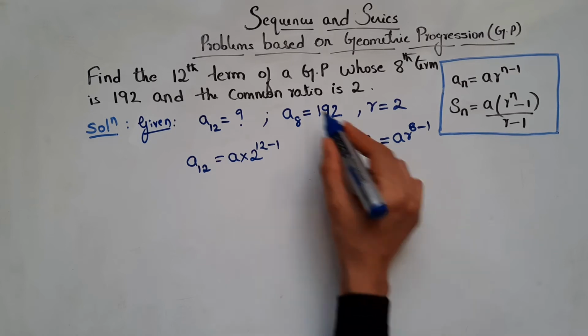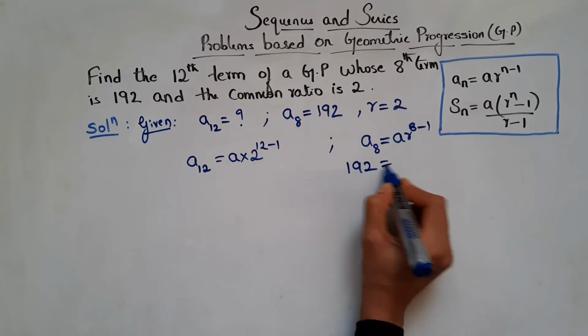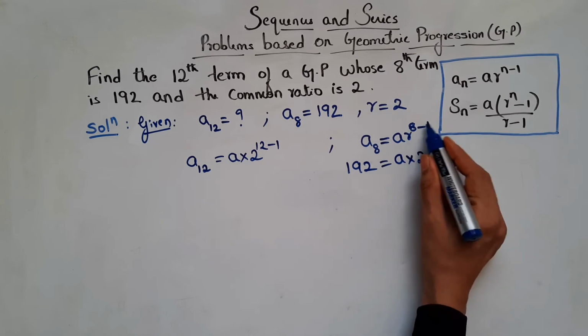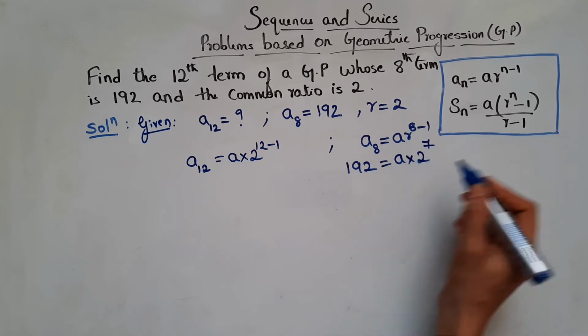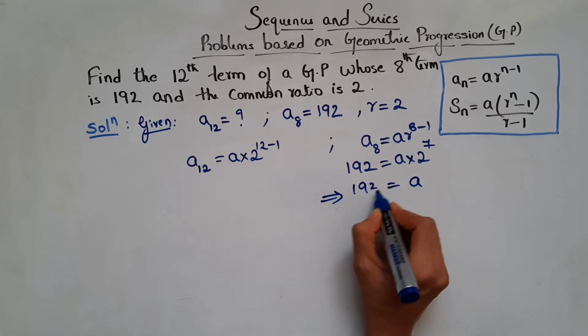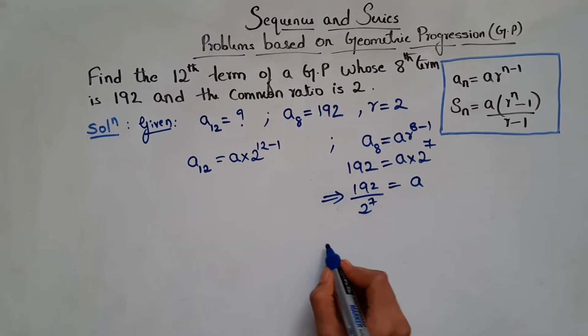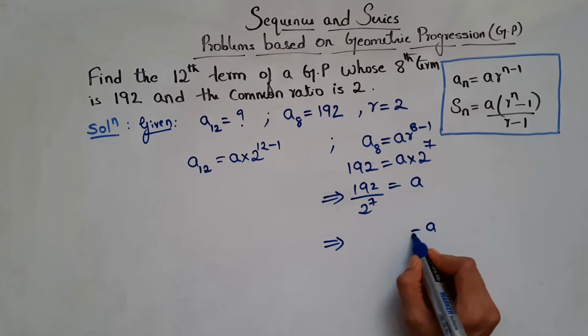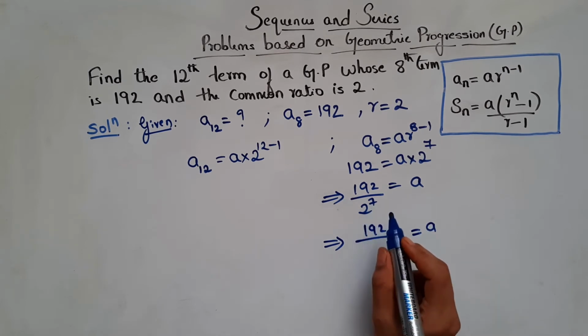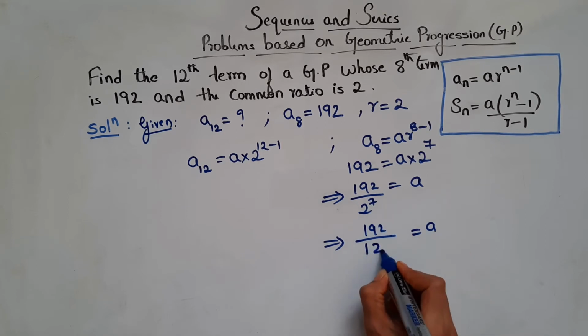So a8 is 192, which is equal to a into 2^(8-1), which is 2^7. So this implies a is equal to 192 by 2^7. 2^7 is nothing but 2 multiplied 7 times, and that will give you 128.